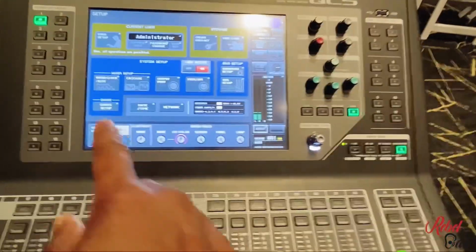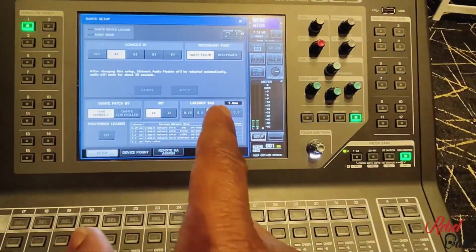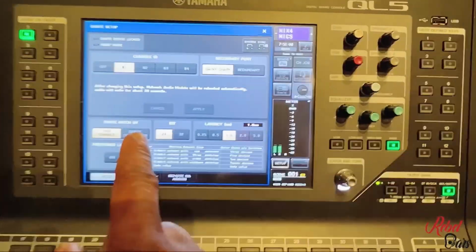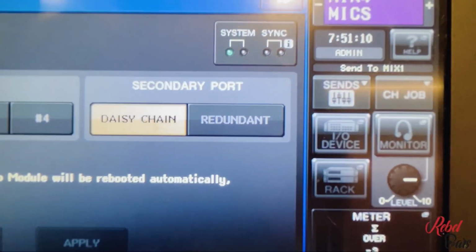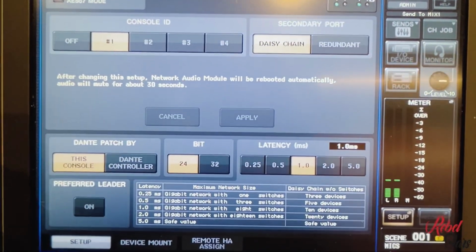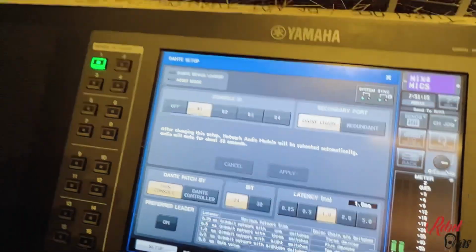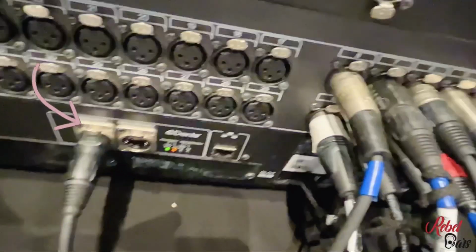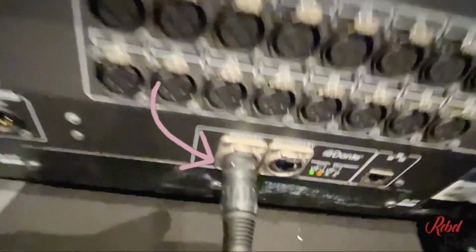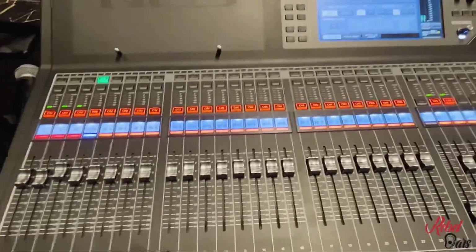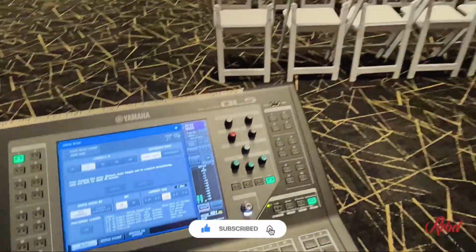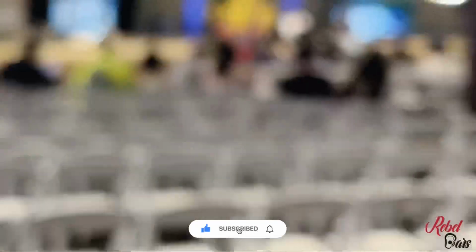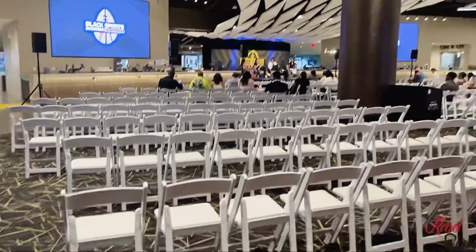As you can see, I'm clicking on my patch to show you guys that I am going through Dante. All right, so I have a digital snake, which is a network cable. It's a Cat 6 cable that's running from the back of that console right there. As you can see, it says Dante network. Usually we'll run 2 of those and run it redundant, but this was a really simple setup. So we are running 1 line from the console, and behind the stage where they're sitting is my stage box.